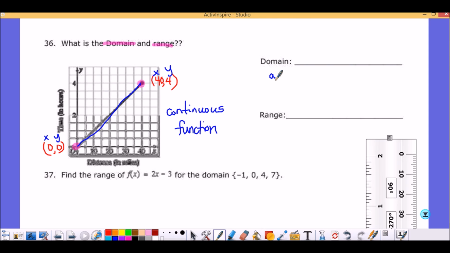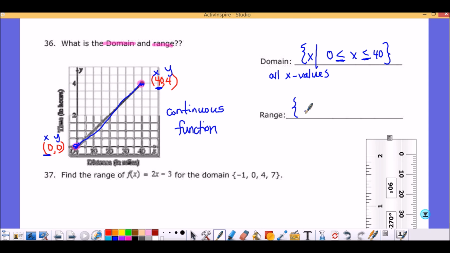So the domain are all the x values. Since this is a continuous function, we can't write it individually. So we write it as x such that, and we begin with my x values. So it would be 0 is less than x, which is less than my x value, which is 40. Now let's go back and talk about the dots. The dot is shaded in both of them. So since they're shaded, remember you need a line under both of these.